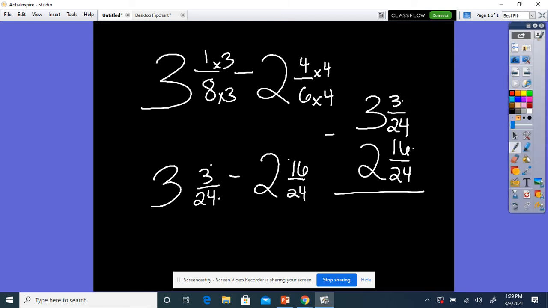So what you need to do is borrow from your 3. It will become a 2. So this 1 that you took off from this 3, the 1 that you borrowed, is going to get added back on to the fraction. So the whole number 1 is the same as 24 over 24. And I'm putting it as 24ths because that way I can keep my denominators and just add them. So I just add these two together.